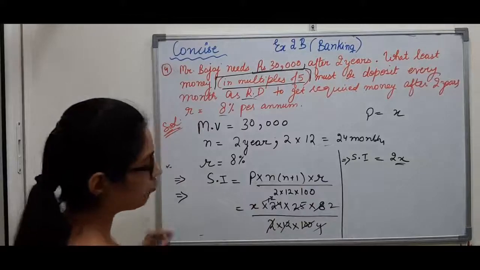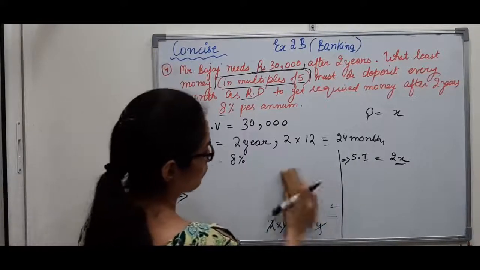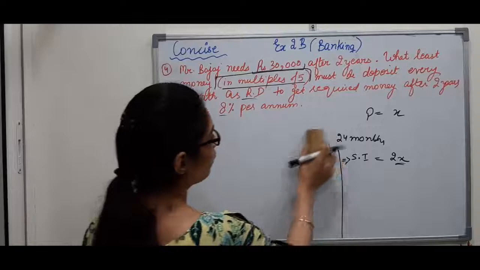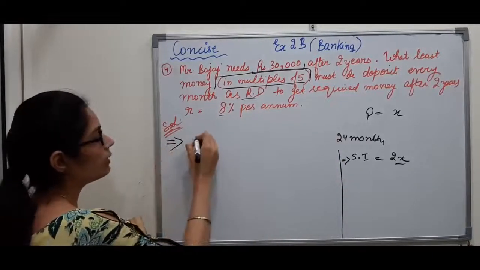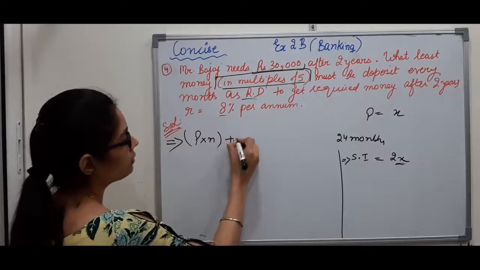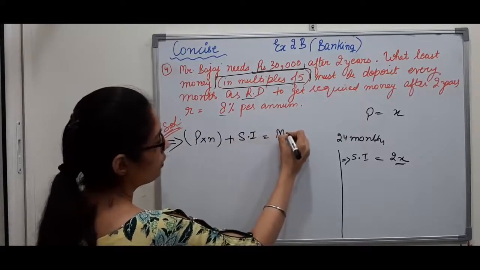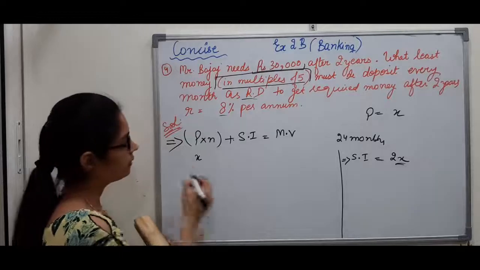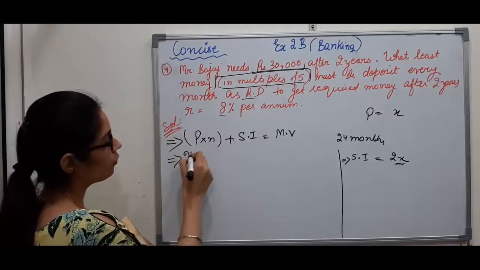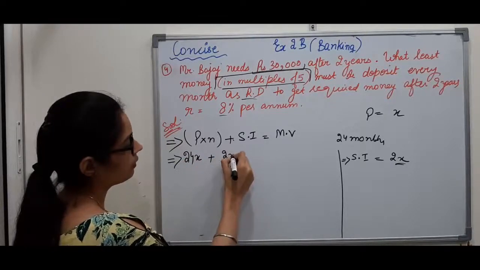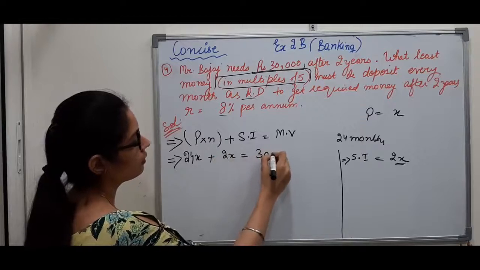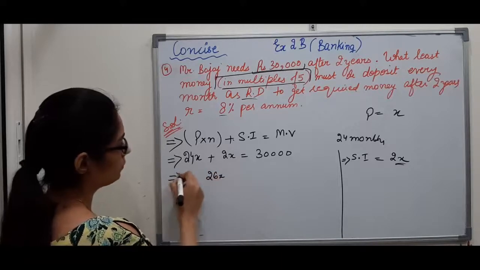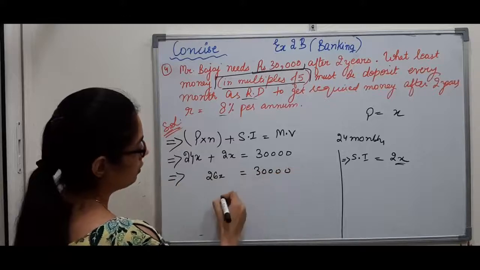Now let's calculate MV. So what is the formula of MV? Try to write it down before me. MV is P into N plus simple interest. P we don't know, we have to calculate. I have assumed it as X. N is 24. Simple interest is 2x. And MV is 30,000. 24x plus 2x will be 26x is equals to 30,000.